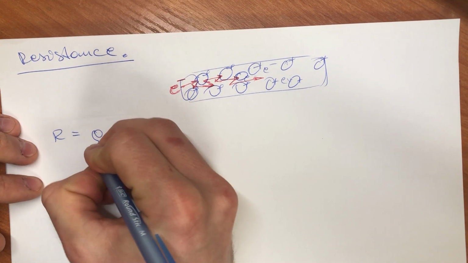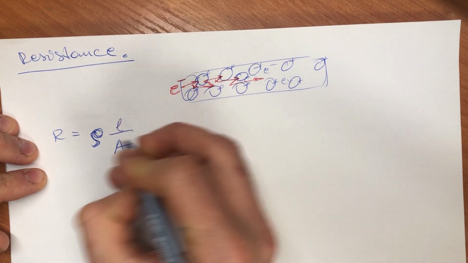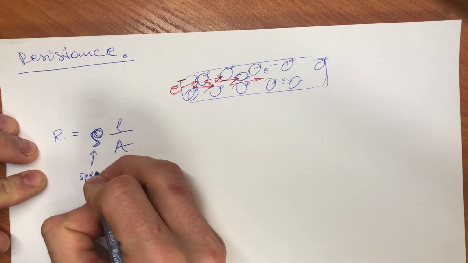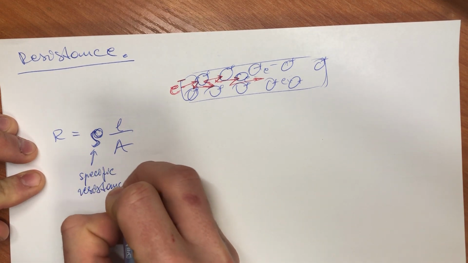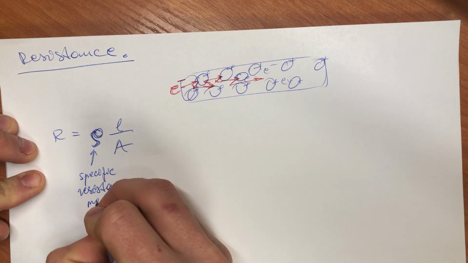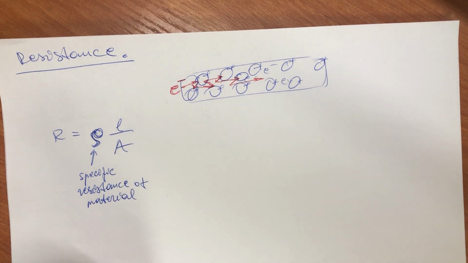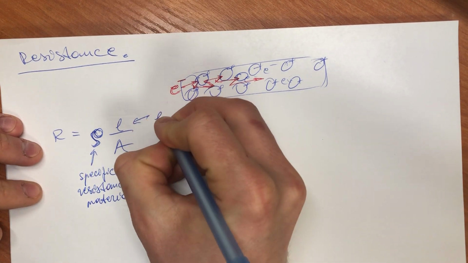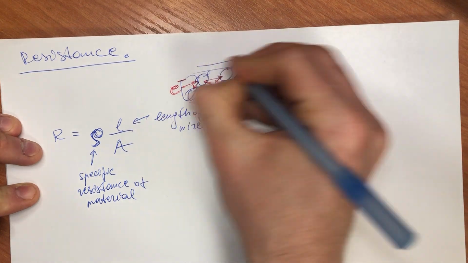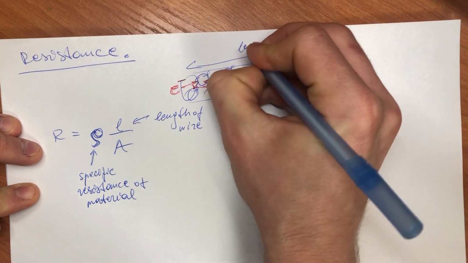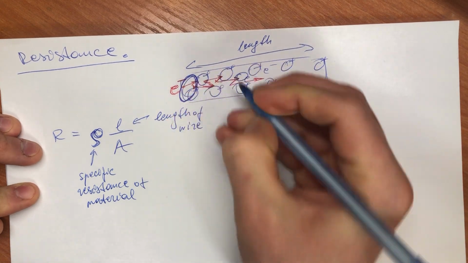So this is called, the physical term is resistance. It is rho. This letter, this is the specific resistance of the material, of a particular material. This would be the length of the wire. This would be the cross-sectional area.